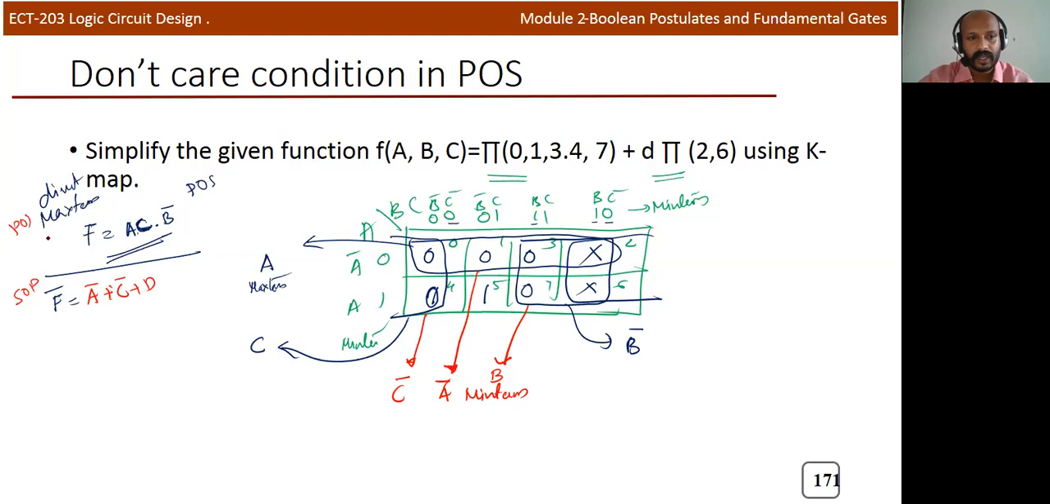Now, in order to get the POS from this representation, take F. To get F, A bar plus C bar plus B, the whole complement. If you take the complement, applying De Morgan's theorem, it becomes A bar bar plus C bar bar plus B bar. So we'll get A into C into B bar. So this is the POS representation. Okay, thank you.